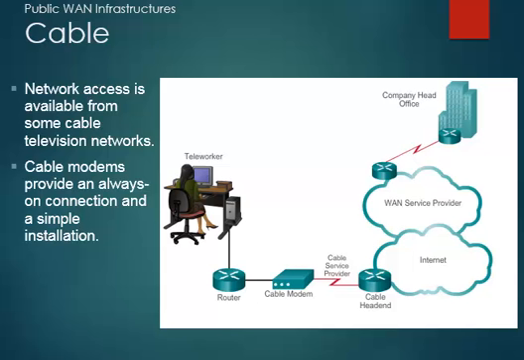Now we want to review cable. Coaxial cable is widely used in urban areas to distribute television signals. Network access is available from many cable television providers. This allows for greater bandwidth than the conventional telephone local loop. Cable modems provide an always-on connection and a simple installation. A subscriber connects a computer or LAN router to the cable modem, which translates the digital signal into the broadband frequencies used for transmitting on a cable television network.